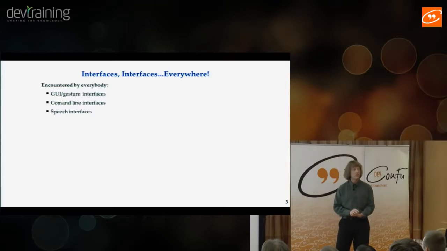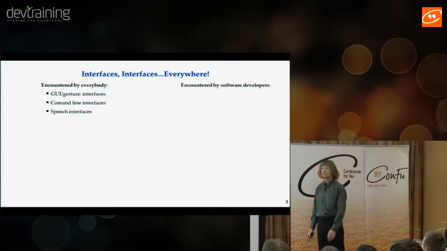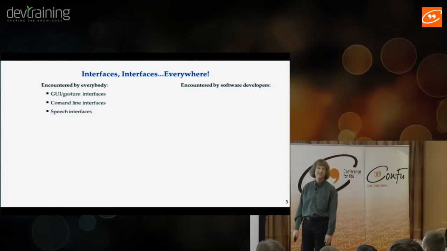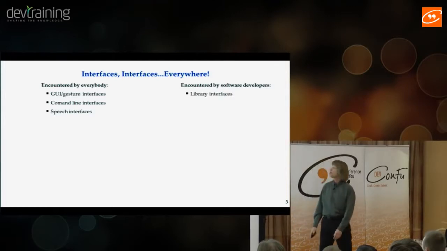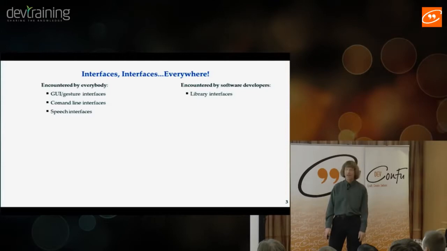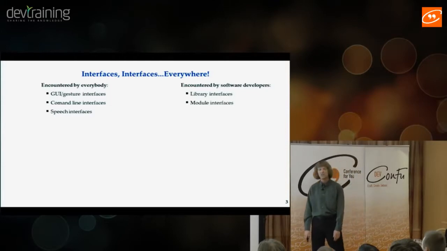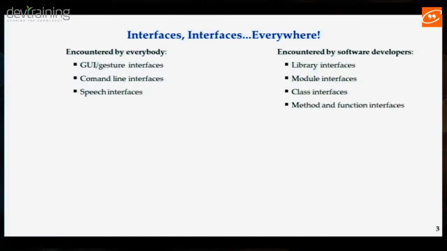But within the realm of software development, there's another kind of interface. Those are the interfaces that are encountered by software developers. We usually call these APIs. So we have library interfaces. They have interfaces too. We have module interfaces, we have class interfaces, we have method interfaces, we have function interfaces, we have generic interfaces, we have template interfaces. We are either using these interfaces as software developers, or we are designing these interfaces as software developers.